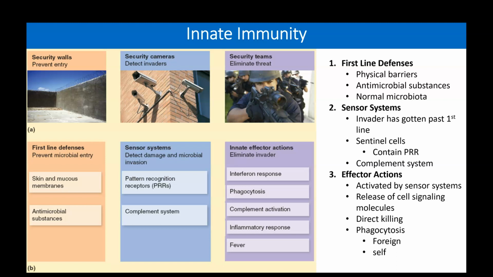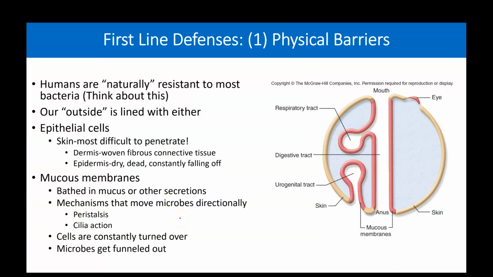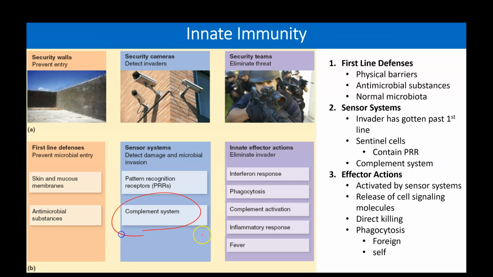So for the most part, we call our sensor systems our sentinel cells. And these sentinel cells have very specific receptors on their surface called pattern recognition receptors. And another very important part of our sensor system is our complement system. However, both of these really act over here as well.